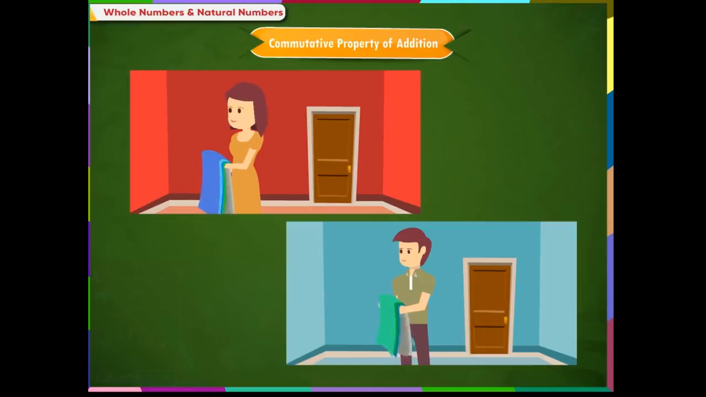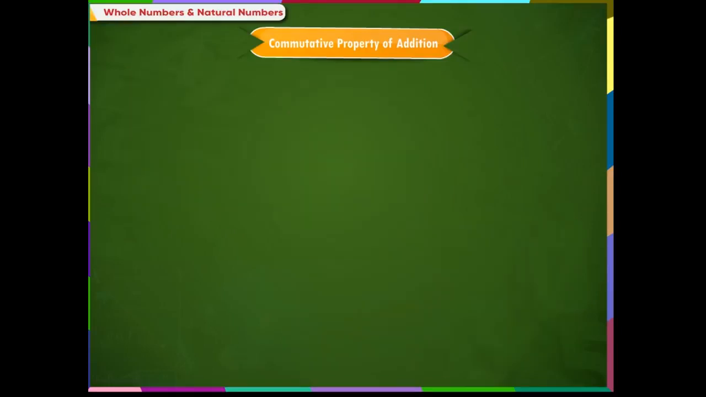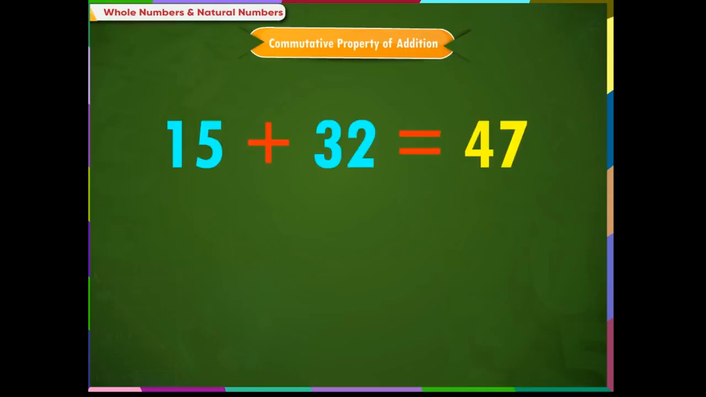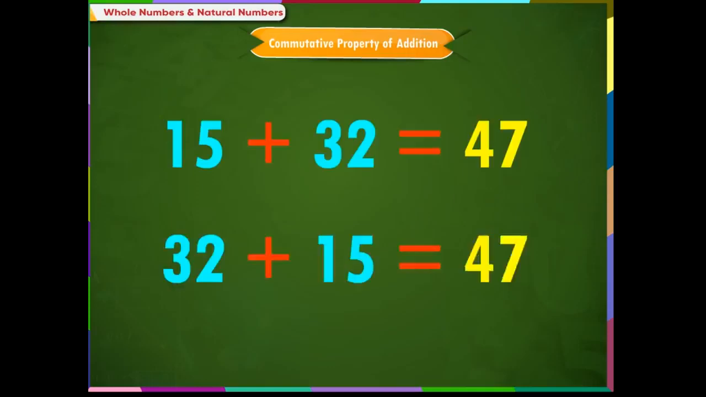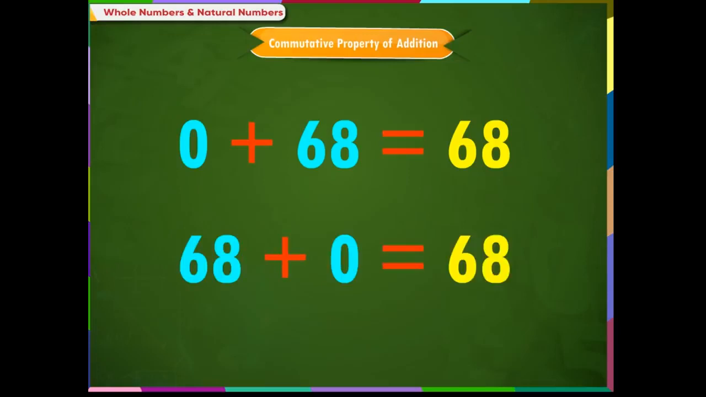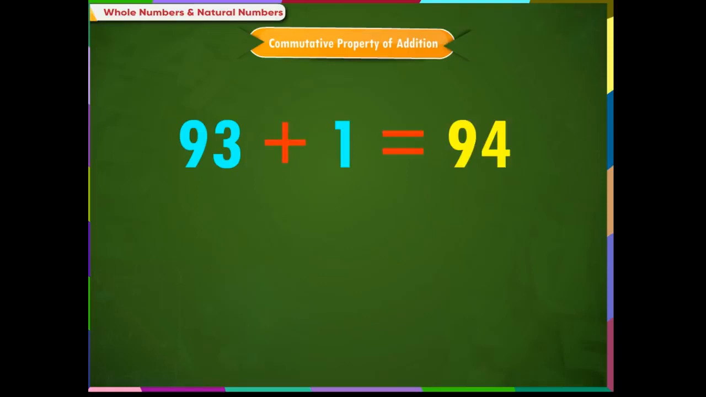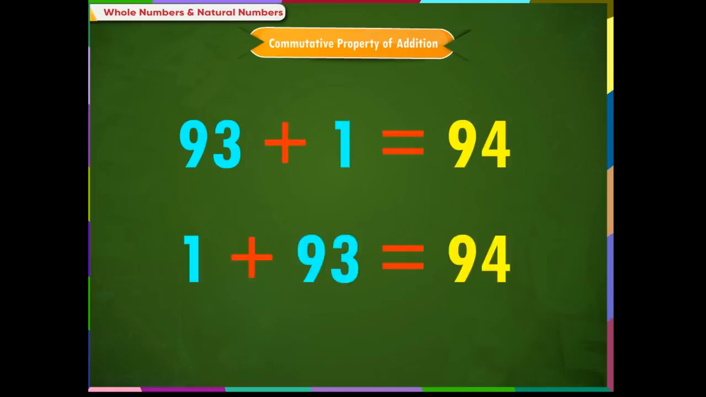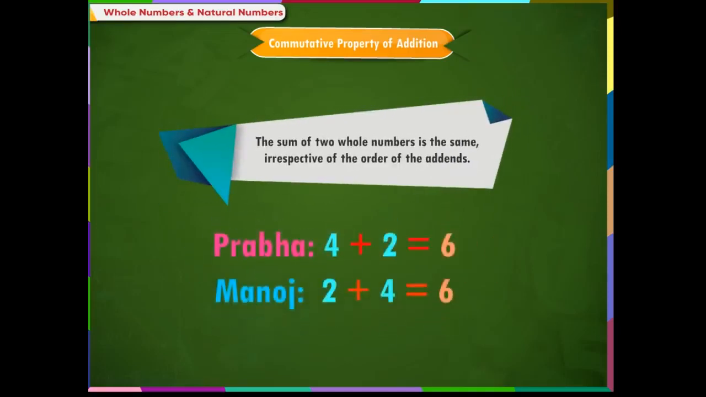Let us look at some examples of addition. Observe that the sum of two whole numbers is the same irrespective of the order of the addends. This property is called the commutative property of addition. Thus, Prabha and Manoj both have put the same number of wallpaper pieces.